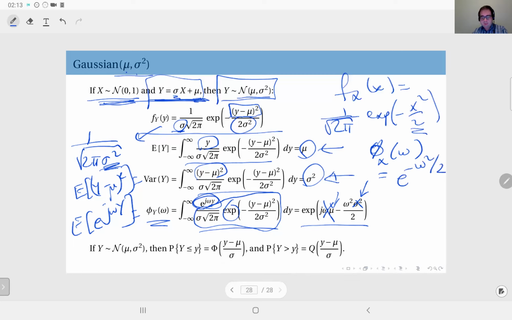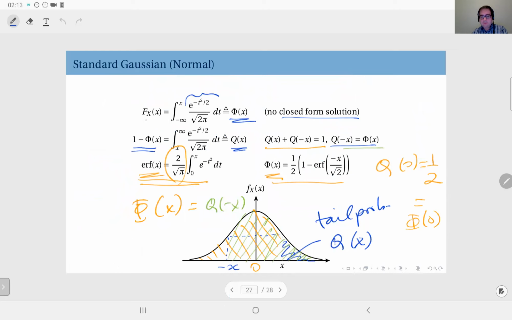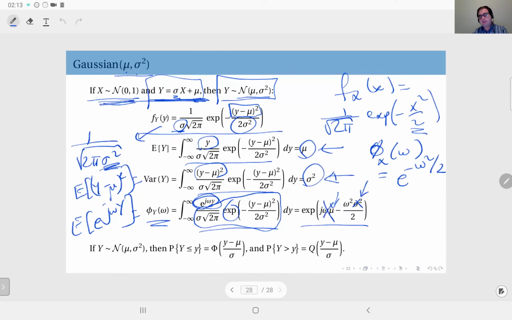And what about probabilities? Obviously, probabilities are related to the CDF, and we define those here. The CDF of standard Gaussian is given by phi of x, and the complementary CDF is Q of x. But if you have a non-standard Gaussian with mean of mu and variance of sigma squared, obviously you can go the other way here, and x is equal to y minus mu divided by sigma. Therefore, to compute the probability that random variable y, which is non-standard Gaussian, is less than or equal to y, you can use phi with the parameter of y minus mu divided by sigma.